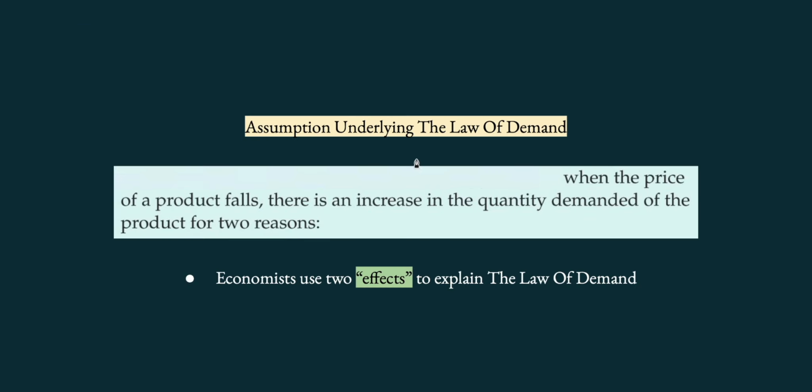Okay, so you might have heard me say this earlier. Assumption underlying the law of demand. From standard level, the law of demand is just talking about how as price decreases, demand increases and vice versa. But there is going to be an assumption under that we do have to discuss. So when the price of a product falls, there's going to be an increase in the quantity demanded of the product for two reasons, okay? And these two reasons are also known as effects to basically explain and expand why the law of demand exists.